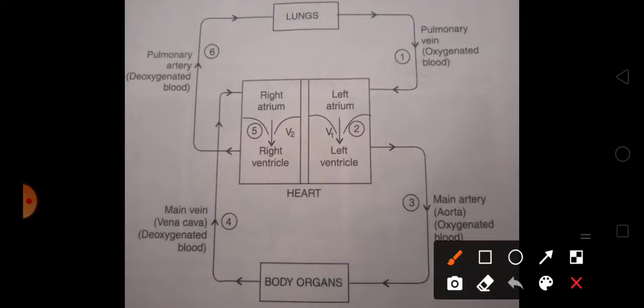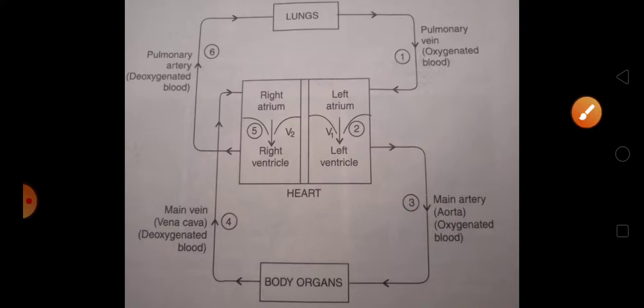The main artery is what we call the aorta. This main artery then branches into smaller arteries which go into the different body organs except the lungs. The smaller arteries are called arterioles, which further branch into capillaries. So this main artery is divided into many small arteries, and after that they divide into capillaries.